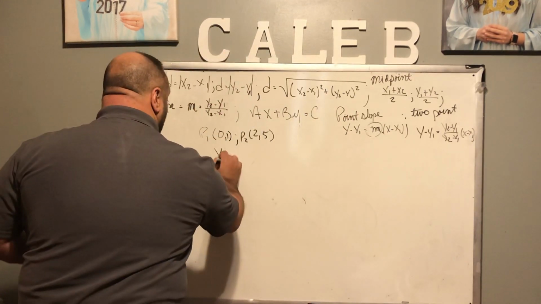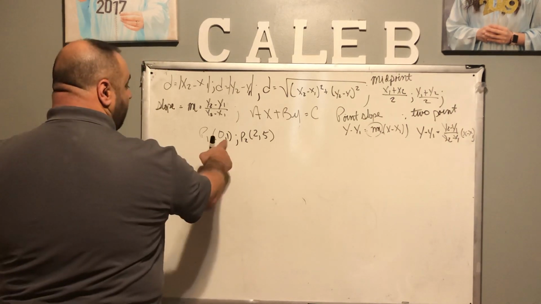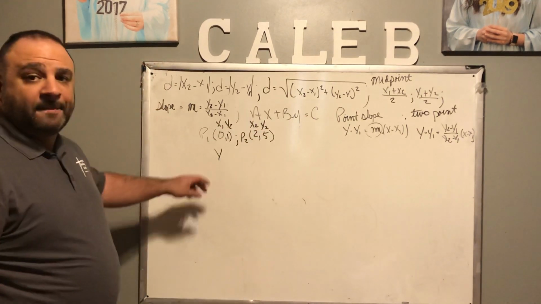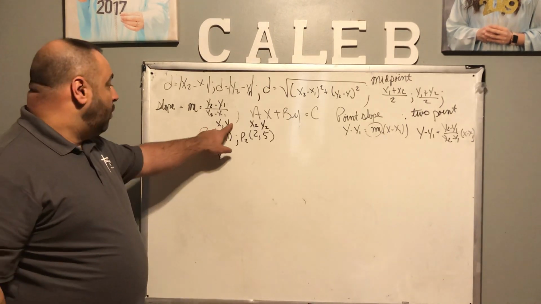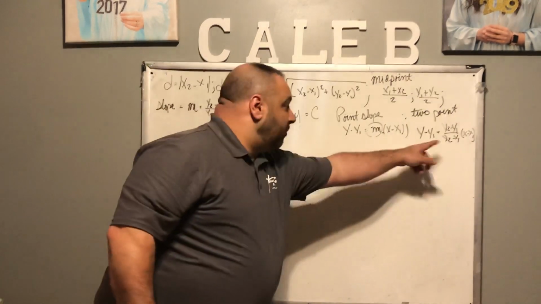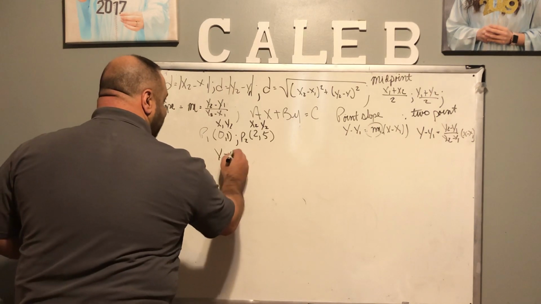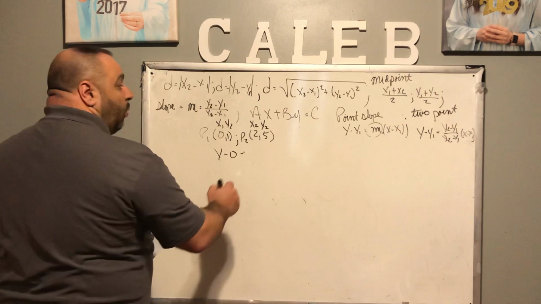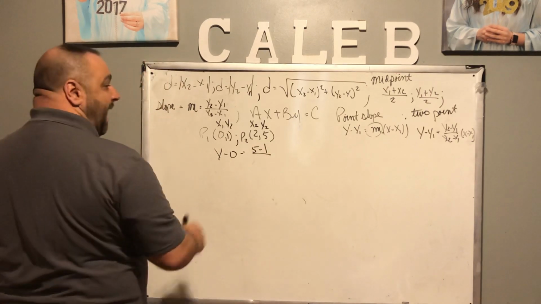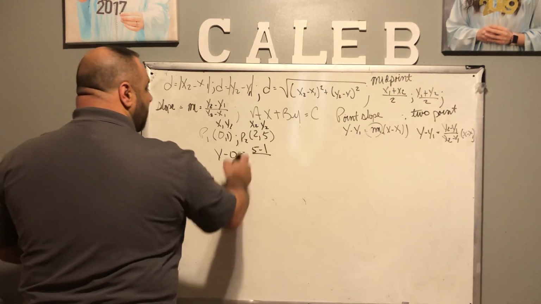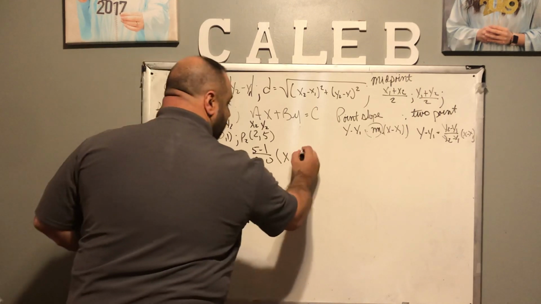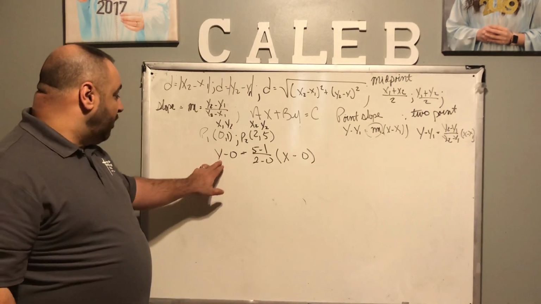Y minus y1. So we don't forget, let's label them: x1, y1, x2, y2. Again, we're going to plug into our equation. So y minus y1, so y minus 0, equals y2 minus y1, so 5 minus 1, over x2 minus x1, where x2 is our second number, so 2 minus 0, times x minus x1, which is 0. All I've done is substitute in our known values.